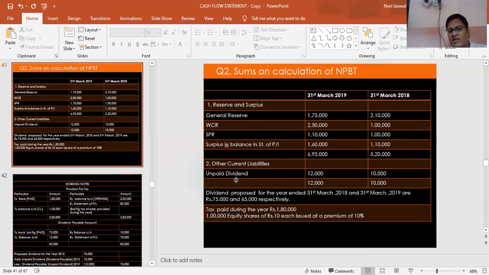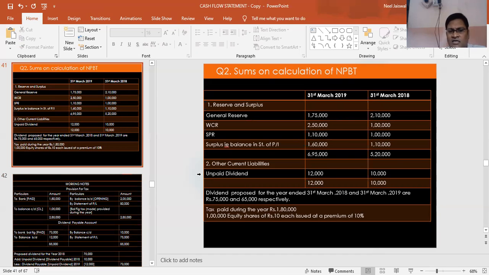And in other current liabilities, note 2, unpaid dividend is given. If it had been any other type of other current liability, like outstanding salary, then we would not have taken it in the calculation of NPBT. But it is unpaid dividend, so we have to take this other current liability into consideration, and that short-term provision. So three items only we need to see: short-term provision, reserves and surplus, and other current liability.